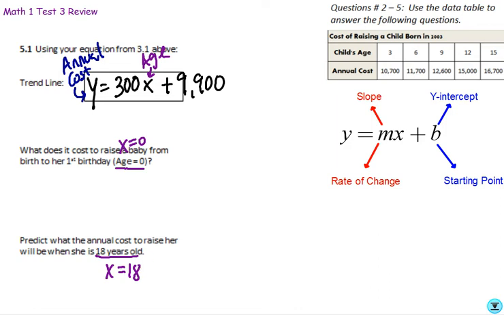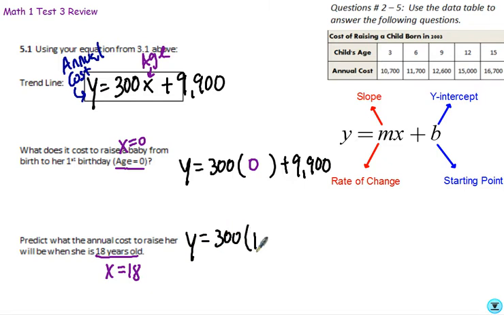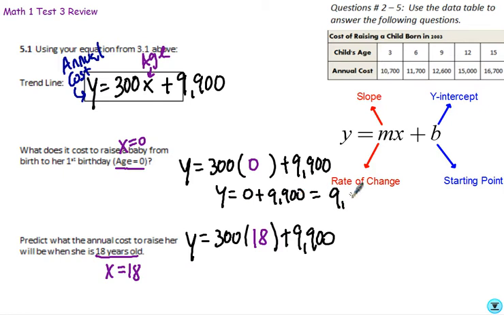So all I need to do is take my equation, y equals 300x plus 9,900, but instead of writing x, I'm going to write what they want me to plug in, which in this case is 0. And in this case it's going to be 18. Well, 300 times 0 is just 0, and so 0 plus 9,900 would be 9,900.